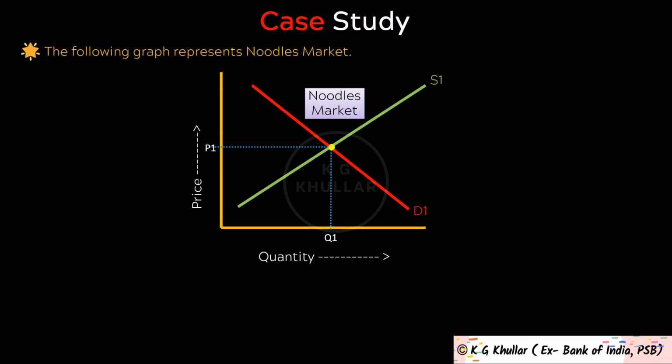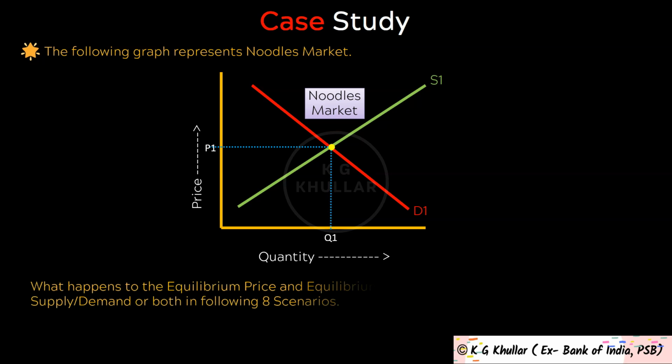Now friends, please notice this graph very carefully. As you can see, this vertical axis shows the price represented by P and horizontal axis Q shows the quantity. We have this upward sloping curve S1 which shows supply and this downward sloping curve D1 which shows demand curve. Finally, where these curves intersect gives our equilibrium price P1 and quantity Q1.